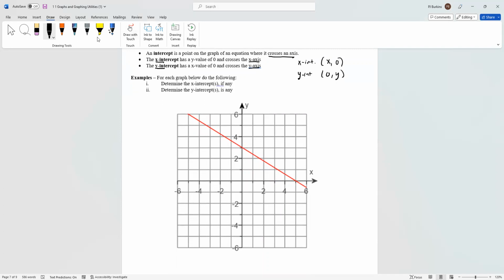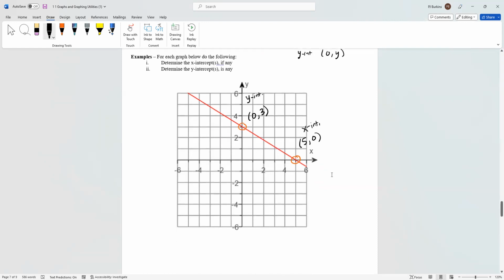So for this one, I see we cross here and here. For the x-axis, this looks like it is 5 in the x direction, 0 in the y. That's our x-intercept. And over here, we have 0 in the x, 3 in the y, and that is our y-intercept. So again, this is actually a very effective way of graphing a line. It's not as nice when we get into other types of functions, but it's very quick for linear functions.